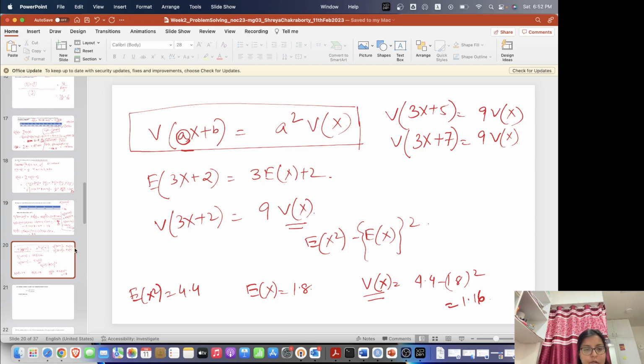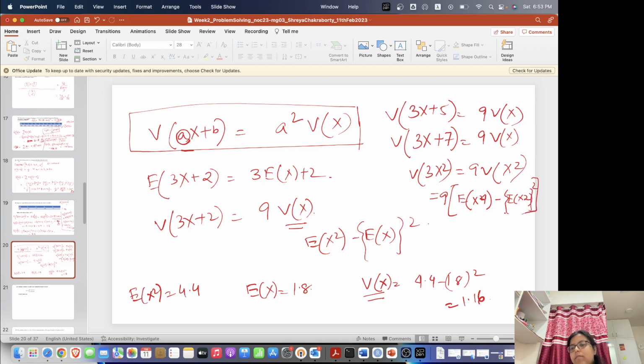My question is, if it is a 3x square, then what will happen? Variance of 3x square would become 9 variance of x square. Then it becomes 9 times expectation of x squared square, that is expectation of x to the power 4, minus expectation of x square, this one whole square.